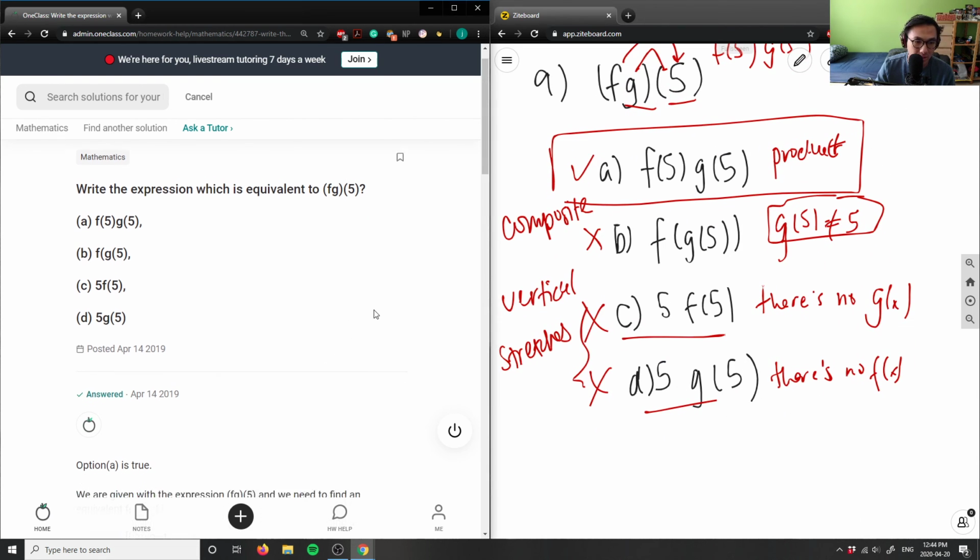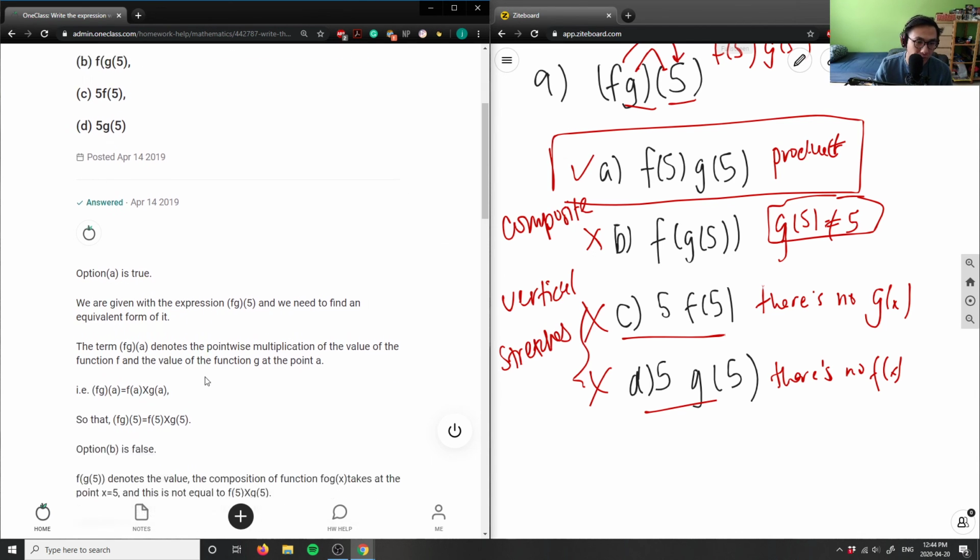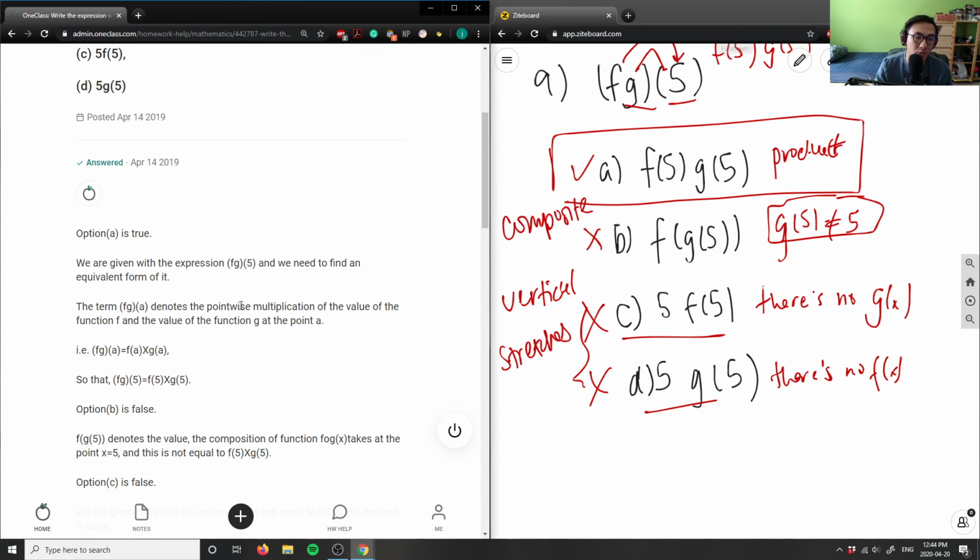So let's look at their answer here. Option A is true. That's great. We are given the expression fg at 5, and we need to find its equivalent. So denote the pointwise multiplication of the value of the function f at a and the value of the function g at a, right?